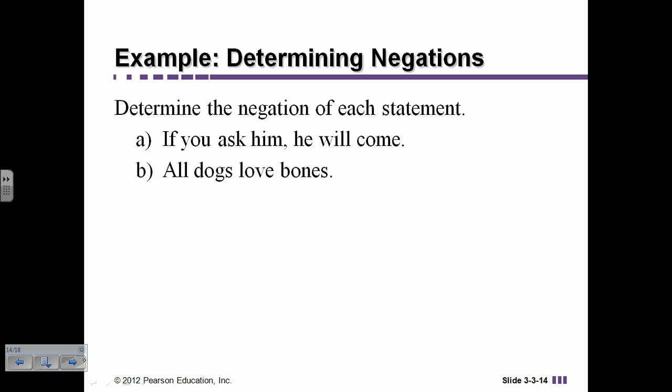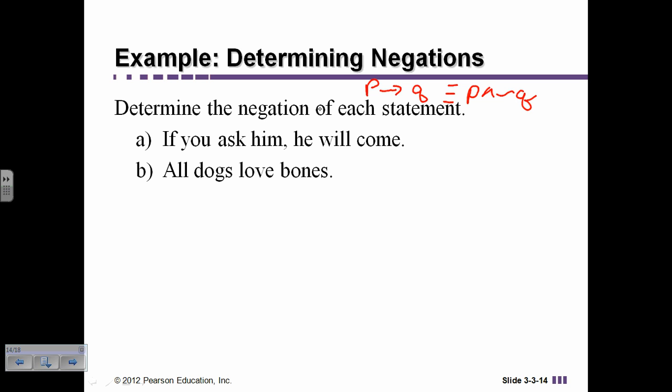So now let's apply this to our problems. If you want to do the negation of each of these statements, you're going to apply this information. You have a statement that's in an if-then format: if you ask him, then he will come. So I have P and Q. In order to negate it, remembering what we just did, if I have P implies Q, the negation of that is equivalent to P and not Q.